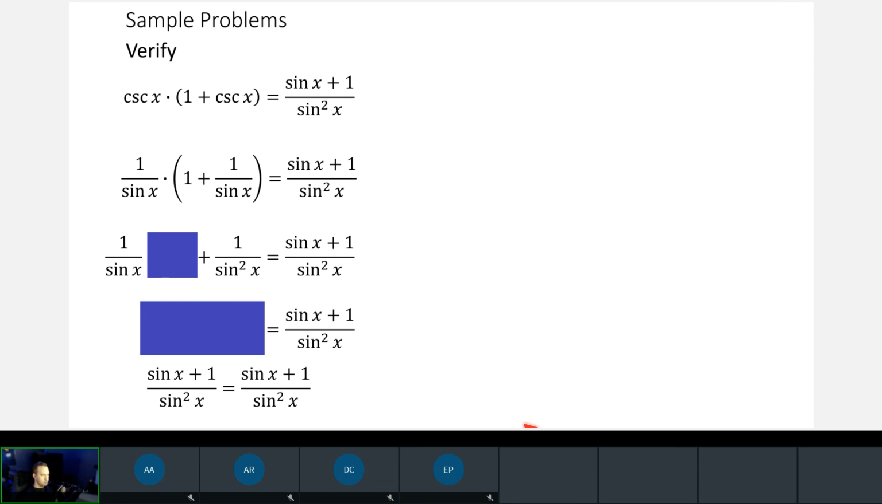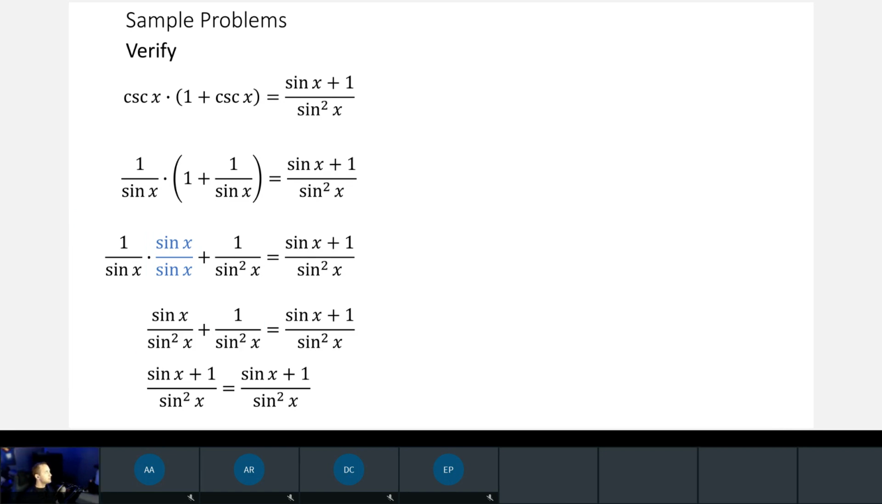And in order to add fractions together, they have to have the same denominator. So I need this fraction's denominator to match this one. Well, this is sine squared of x. This is just sine of x. So I need another sine. So I multiply top and bottom by sine of x. And this concept I'm doing right now goes back to middle school math. So multiply top and bottom by that, and then that's how I get this step.